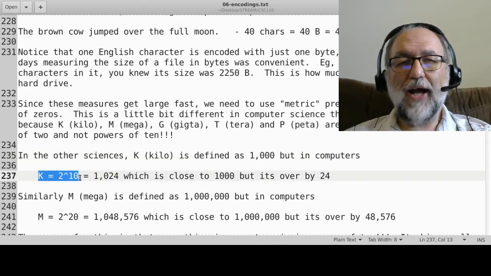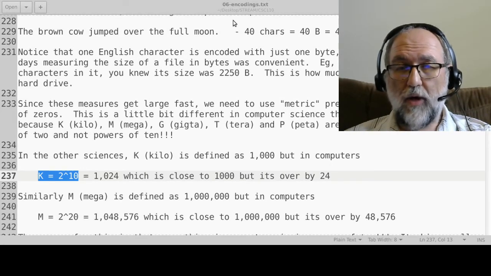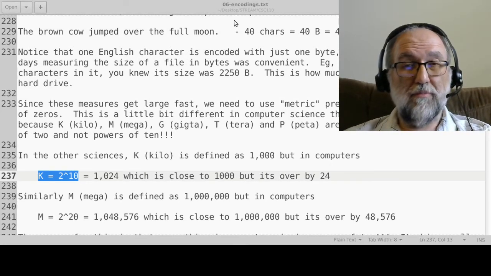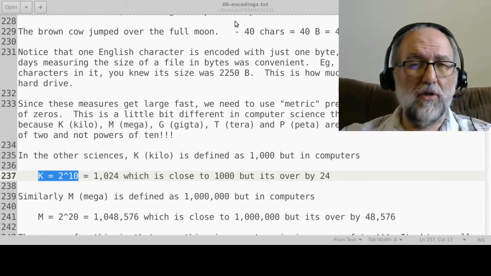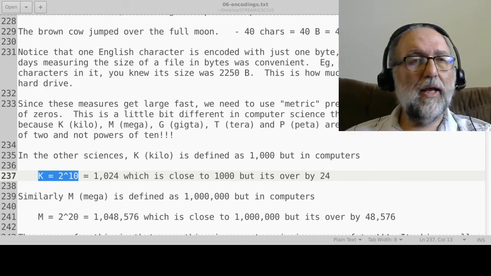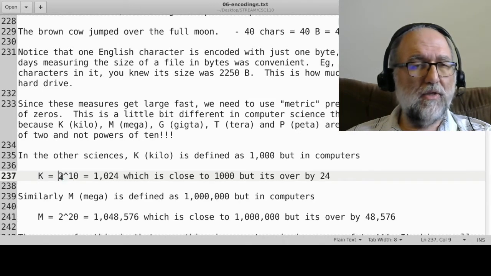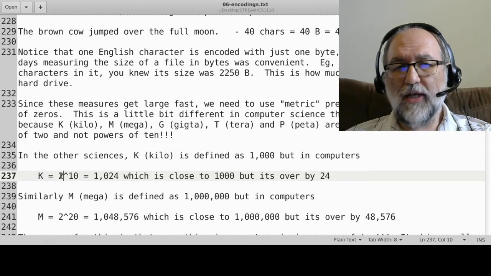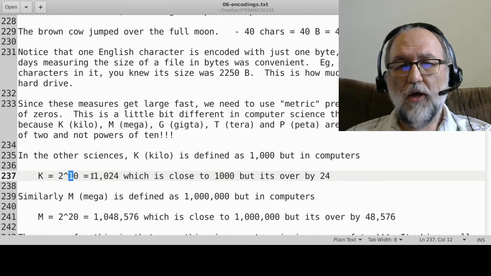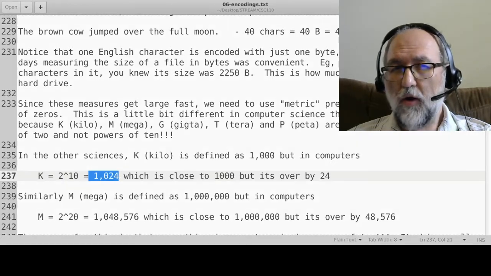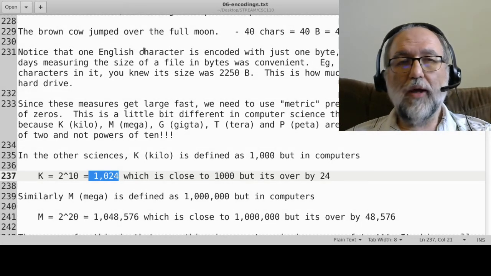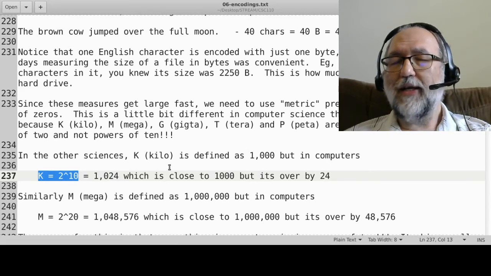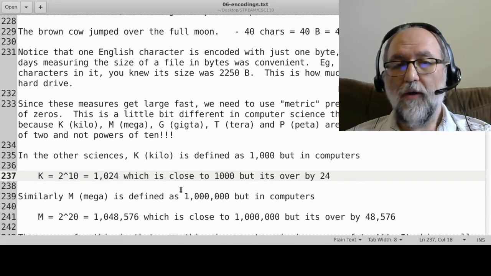If you say kilo, you actually mean 2 to the 10. And again, that's because everything in computers is binary and everything is in powers of 2. And so this is a slightly different definition. So when you say kilobyte in computers, that means something different than kilometers. In computer science, when you say kilobyte, you're saying 2 to the 10 bytes. 2 to the 10, if you take 2 and multiply it by itself 10 times, you're going to get 1,024, which is close to 1,000, but it's a little bit over. It's over by 24. So in computers, kilo is actually defined as 2 to the 10, 1,024.